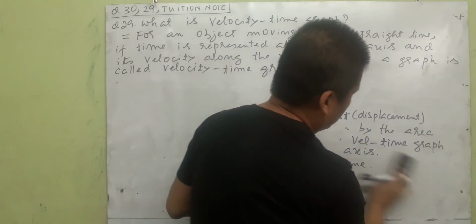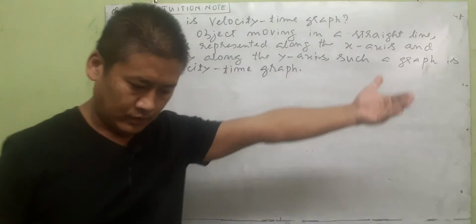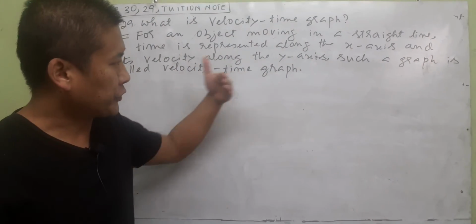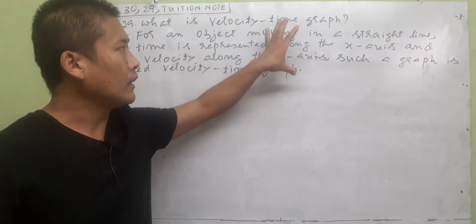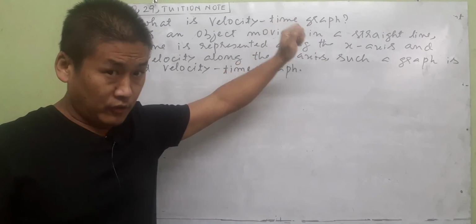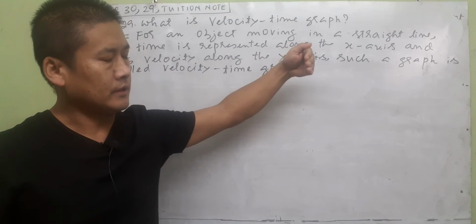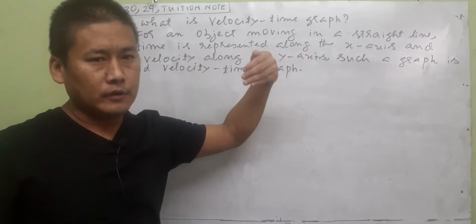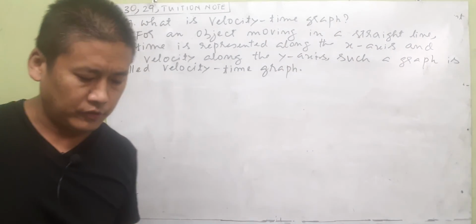So that concludes this class. We will continue with the velocity time graph for uniform acceleration. This is the velocity time graph for uniform velocity or no acceleration. But in the next class, we will see the velocity time graph for uniform acceleration.